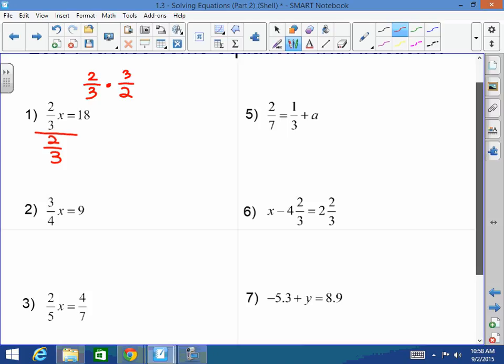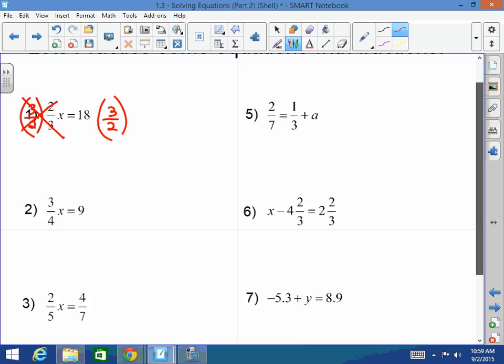Now that's going to be a lot of work for you to do, so what I would suggest, when you want to get rid of a multiplication of fraction, is to literally multiply by the reciprocal. So you multiply by 3/2. The 3's will cancel, the 2's will cancel. I'm left with x equals. Let's cross reduce. Remember that 18 has an invisible denominator of 1. 2 goes into 2 one time, 2 goes into 18 9 times. 9 times 3 is 27.